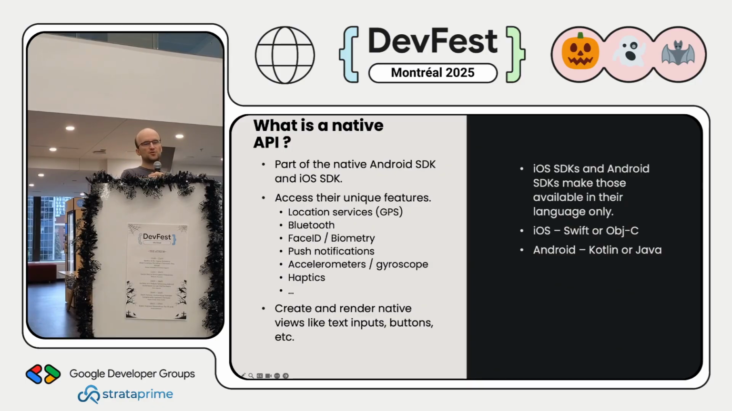They also serve as a way to create views. So leveraging UIKit and Android View would also go by a native API there. Those are exposed in Swift, Objective-C, Kotlin, or Java by Apple and Google. But there are obviously lots of ways to interact with them with other languages.